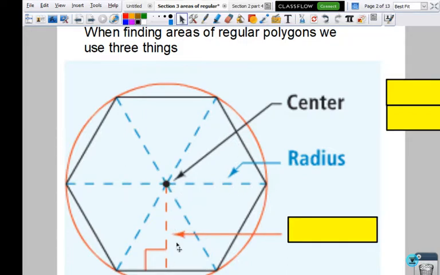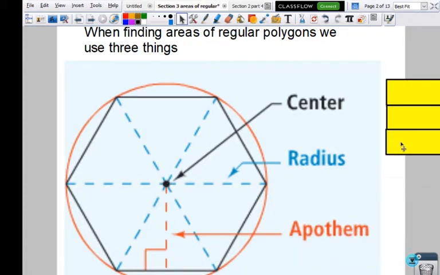This line down here, though, this red one, is from the center, and it goes to the middle of a side. That is the shortest distance from the center to a side, right here. And that is called the apothem.